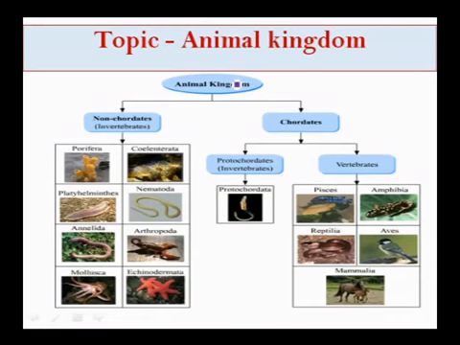Next, we will see a new chapter. The topic is Animal Kingdom. So here, in this topic Animal Kingdom, we are going to study a diverse group which is called animals. Now let us see a few things about animals.